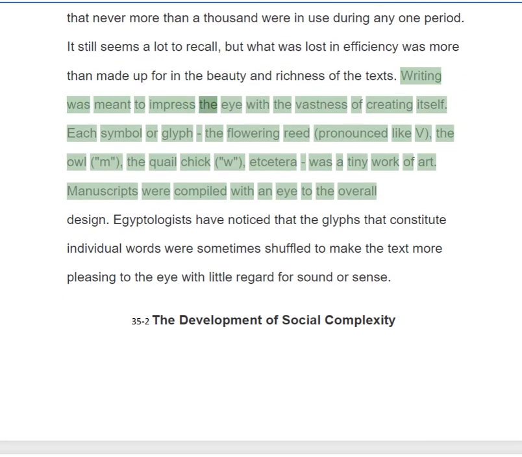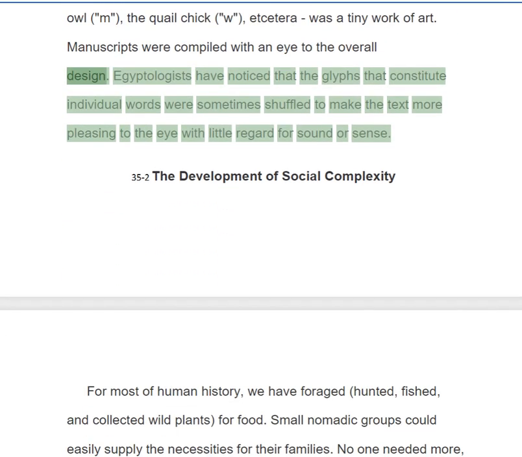Writing was meant to impress the eye with the vastness of creation itself. Each symbol or glyph, the flowering reed, the owl, the quail chick, etc., was a tiny work of art. Manuscripts were compiled with an eye to the overall design. Egyptologists have noticed that the glyphs that constitute individual words were sometimes shuffled to make the text more pleasing to the eye with little regard for sound or sense.